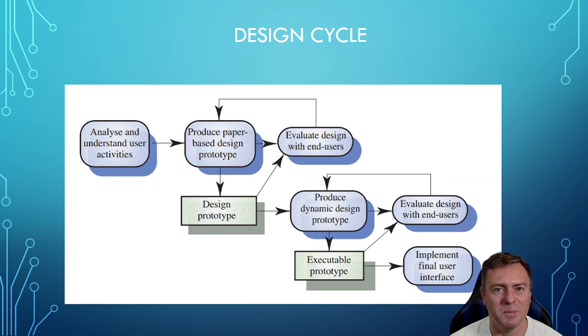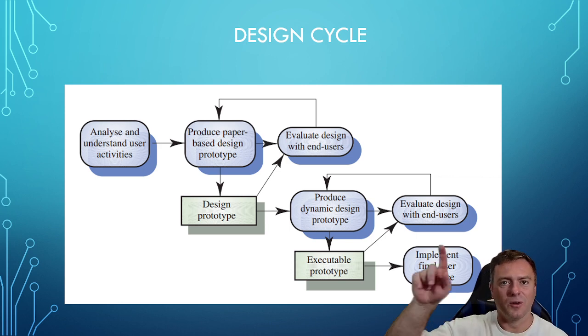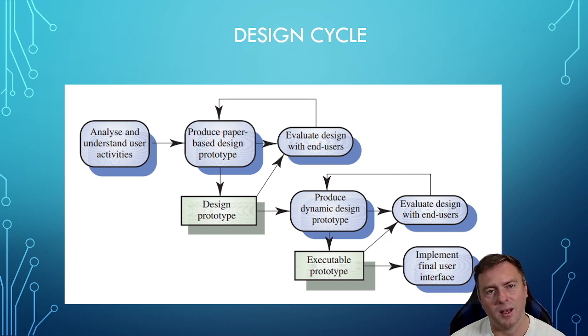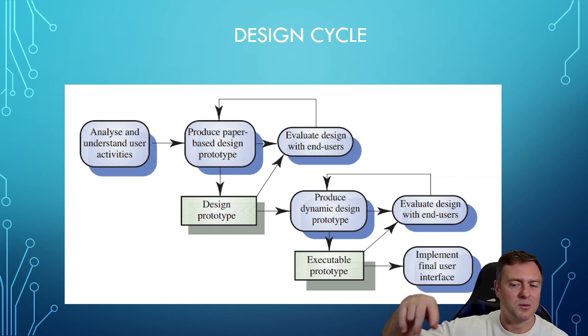The more time that you spend analyzing and trying to work out what the user activities are before you build, the easier it is. There's nothing worse than hacking and hoping and then trying to get something together and then wondering why it's not working. So it's very important that we follow this process. What happens then is you evaluate with the end users, you produce a paper version of the design, and then you go through this iterative cycle over and over until you're happy with the design prototype. Once you've done it a couple times, then you go off and produce a dynamic version of it, and then you go through that iterative cycle of testing the executable prototype.